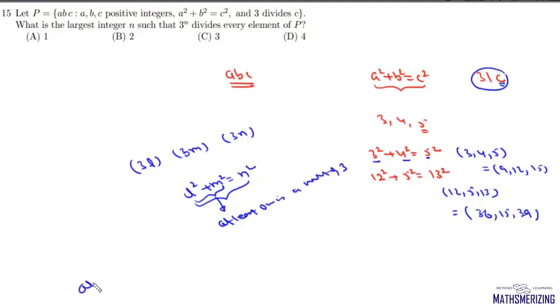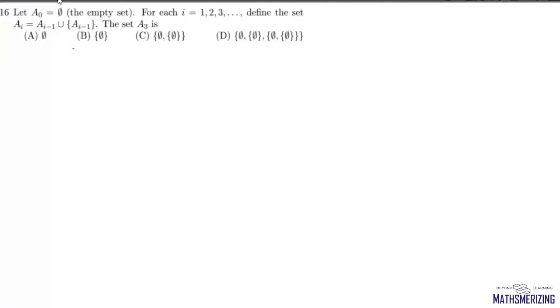So, if we multiply ABC, we write 3 cube into LMN, and out of L and M, at least one of them is a multiple of 3. So, this product ABC will have 3 to the power 4 and then some number K. So, the largest integer N such that 3 to the power N divides every element of P is 4, and that's your option D.